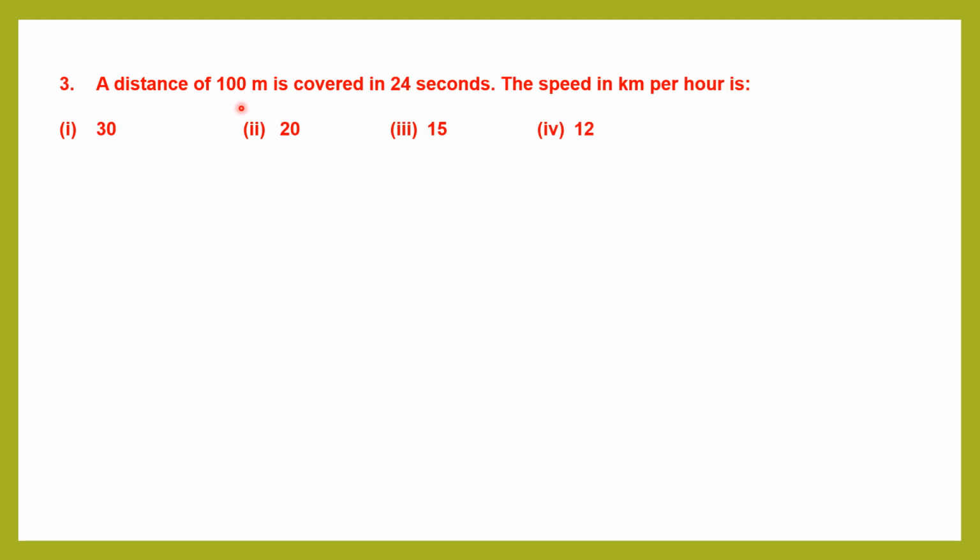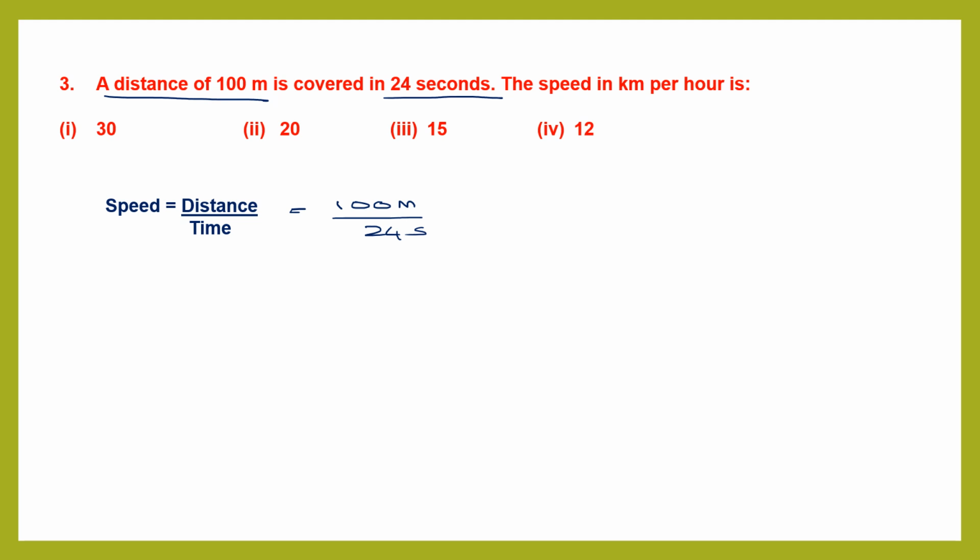Question 3. A distance of 100 meters is covered in 24 seconds. Now we have to find the speed in kilometers per hour. So that means here we have meters and seconds. So first we have to find the speed in meter per second. So what is given to us? A distance is given to us and the time is given to us. Let's find the speed. Speed is distance by time, and distance is 100 meters and the time is 24 seconds.